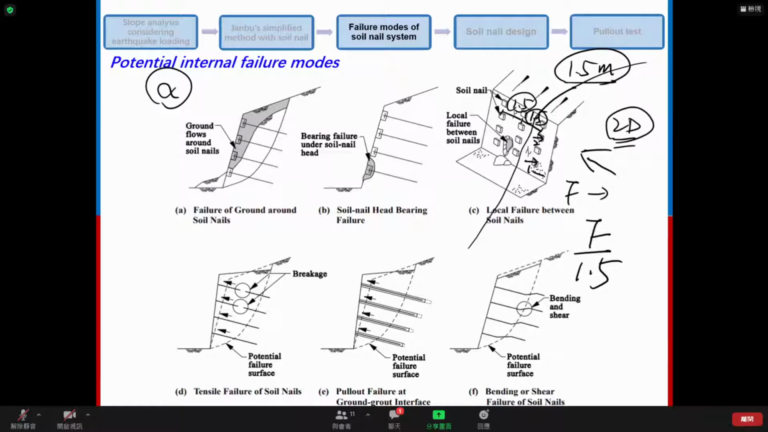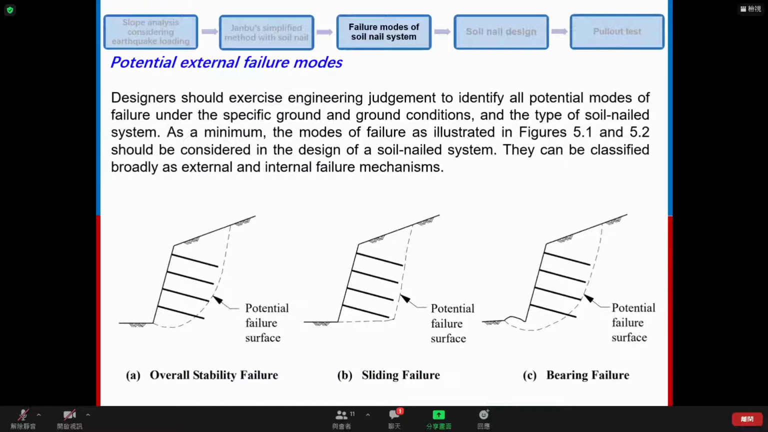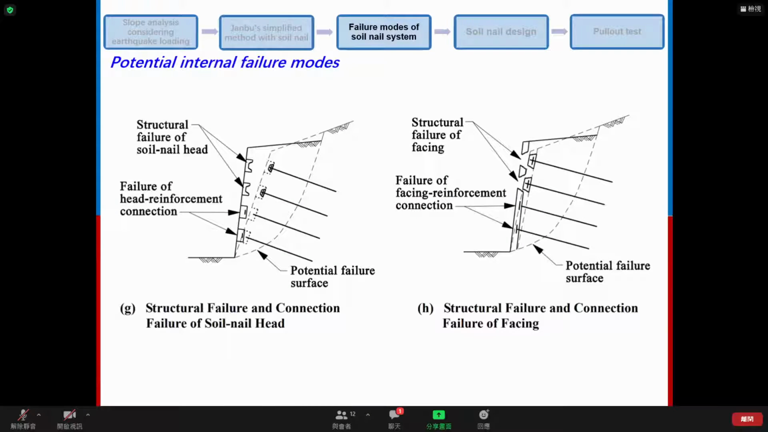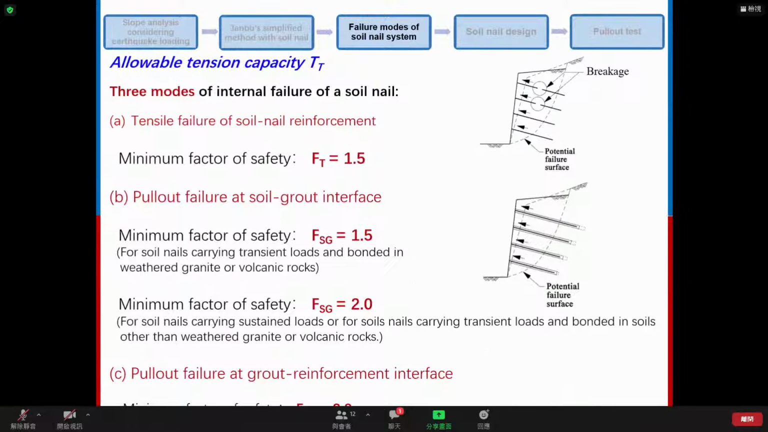We discuss some failure modes for the soil nail system, like the overall stability, sliding or bearing, due to the soil nail itself, or the bonding between the soil nail and the grouting, or even structural failure. We discussed this already. And this one is important: how to determine the allowable tension capacity, okay?